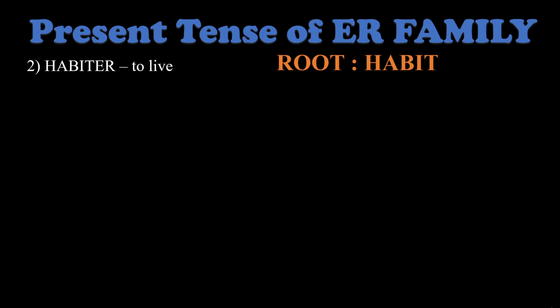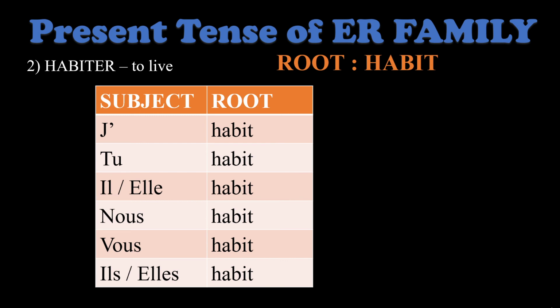Now, start drawing the table. Subject in the first column, root in the second column, which is the same for all the subjects. Now, have you noticed there that the je has turned into j apostrophe? Yes. Now, why is that? That will always happen when the verb starts with a vowel. Now, H here is also considered as a vowel because it is silent. So here also the je has to become j apostrophe. This will happen for all verbs which begin with a vowel. Take note of this, please.